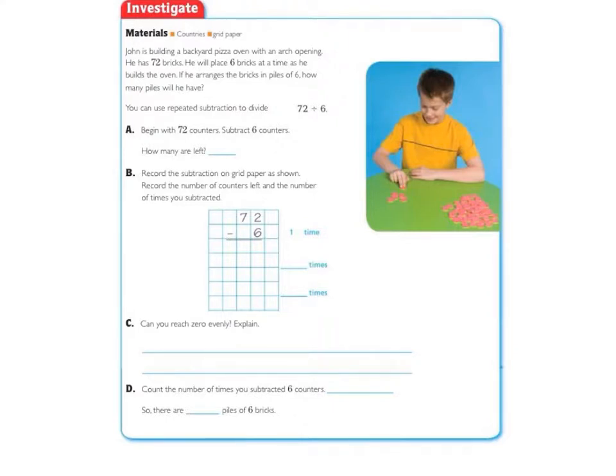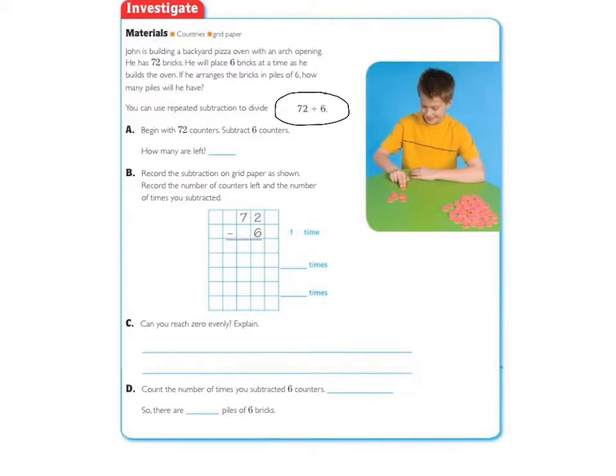So, John is building a backyard pizza oven with an arch opening. He has 72 bricks. He will place 6 bricks at a time as he builds the oven. If he arranges the bricks in piles of 6, how many piles will he have? So we're going to divide 72 by 6.